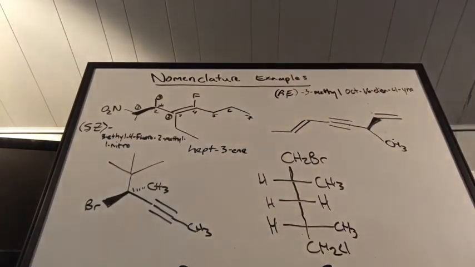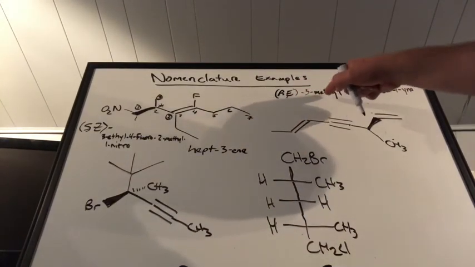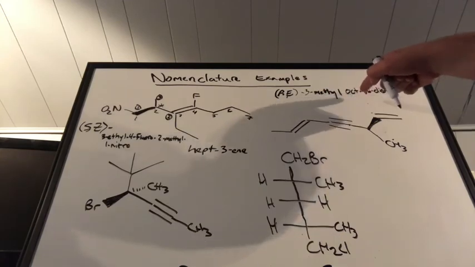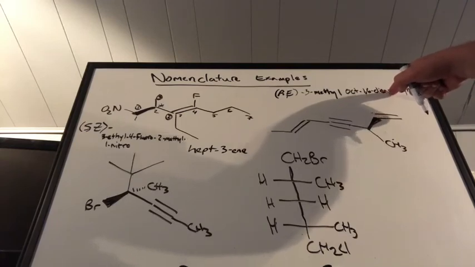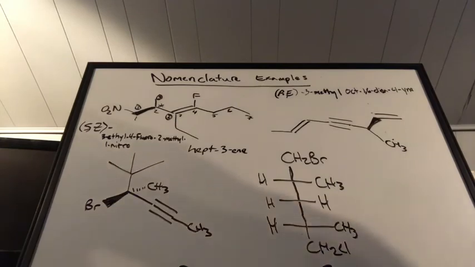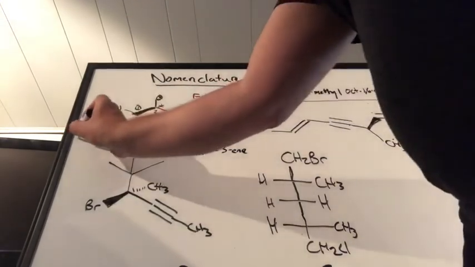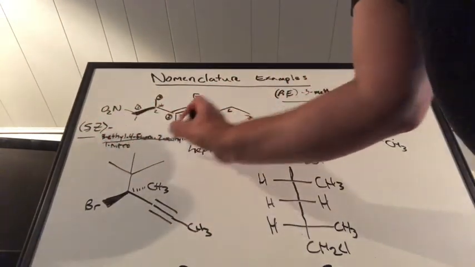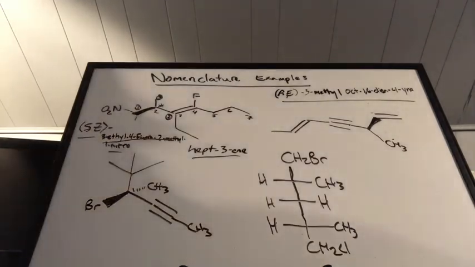So in parentheses R, comma, E, and parentheses hyphen 3 hyphen methyl oct hyphen 1 comma 6 hyphen diene hyphen 4 hyphen yne. Sounded like a robot saying that. Okay, so that is the nomenclature. This is the nomenclature for the first one. Whoops, I need to cross all that out. Let's look at this bottom left example here.